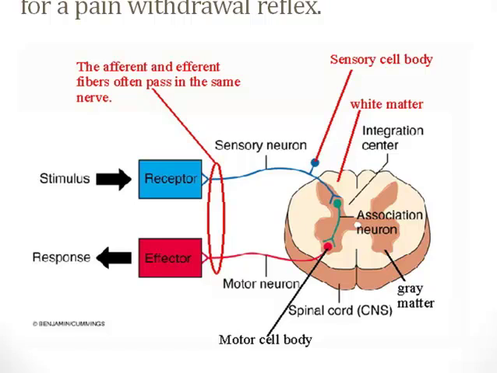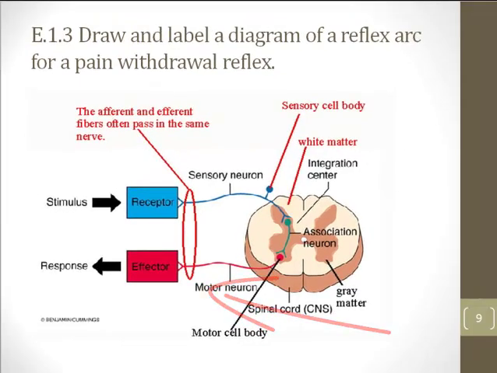But if there is a reflex, it's also going to immediately move forward to that red area and cause a reflex response from the motor neuron to the effector muscle.